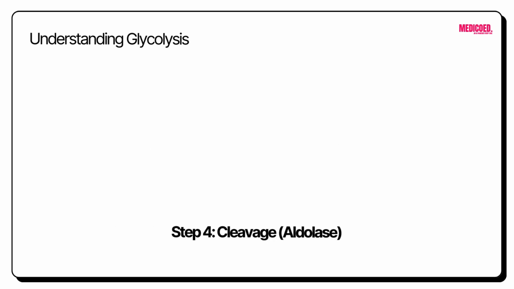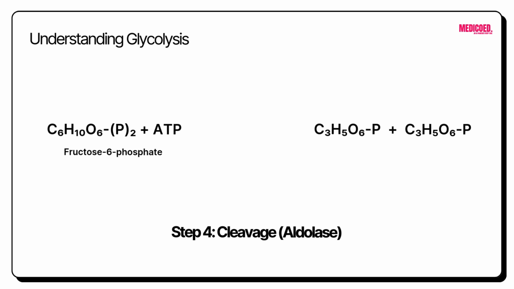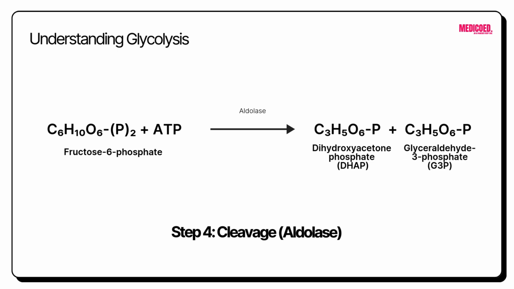Step 4. Cleavage into 2 molecules, aldolase reaction. Fructose 1,6-bisphosphate is split into 2 3-carbon molecules, dihydroxyacetone phosphate, DHAP, and glyceraldehyde 3-phosphate, G3P.